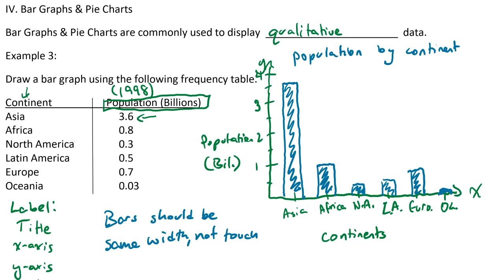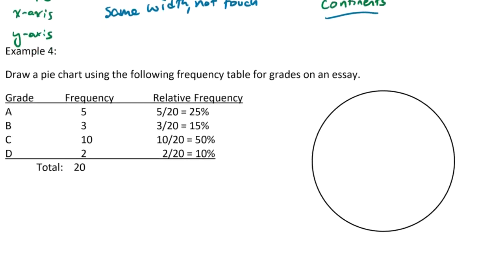And that's it. That's the basics of a bar graph. So you just make sure you have your title. You label your axes. And then you just bring the bars up from every category to meet the number that it needs to meet. So next up, let's look at example 4.